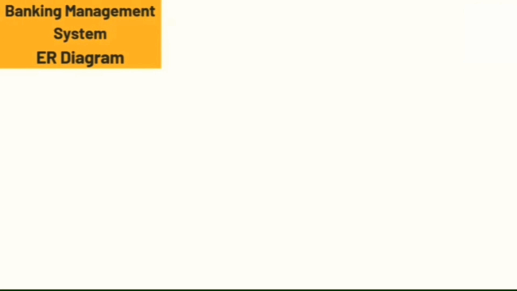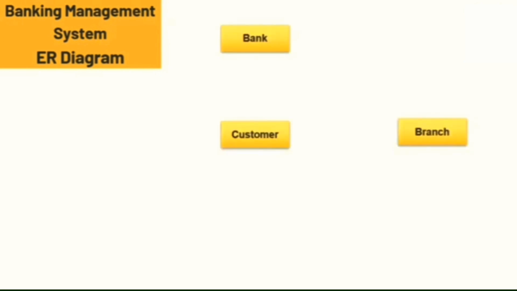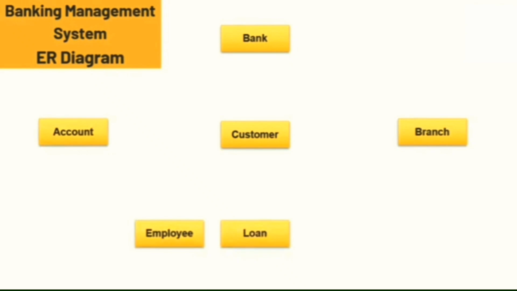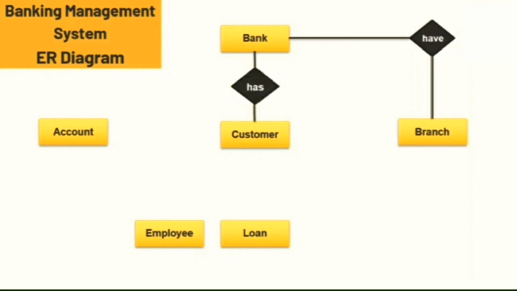So here I am taking only 6 entities: bank, branch, customer, account, employee and loan. Now let's define the relationship between them. So first let's see the relationship between bank and branch. So bank has different branches, so I am adding a have relationship between bank and branch. Next, the relationship between bank and customer will be: bank has a customer.